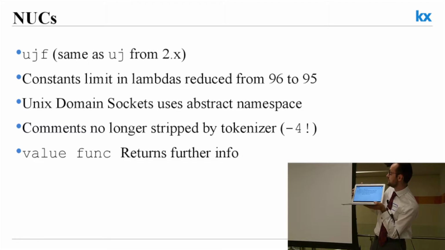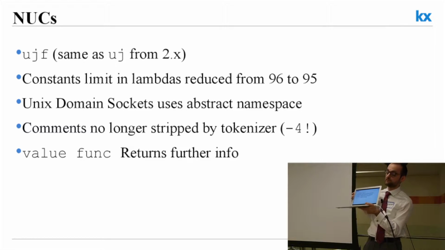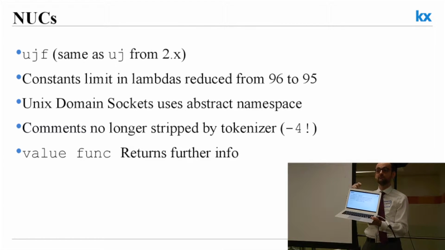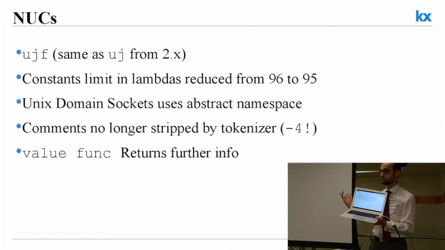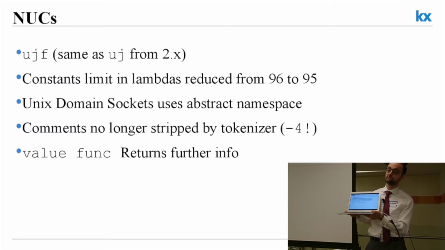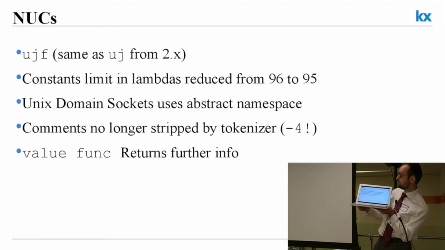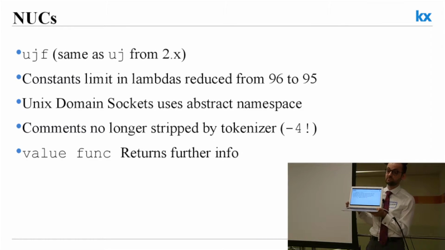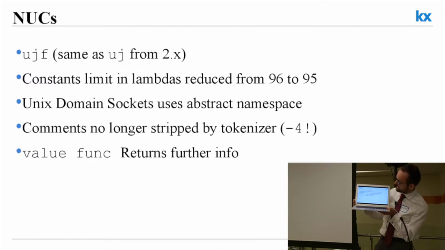The first one is we have a new keyword called UJF, which is basically the union join functionality from 2.x, which I believe gets it from the left-hand side. So that's just a new keyword, UJF. And then the constant limit in lambdas is now reduced from 96 to 95. Hopefully you won't get affected by that, but if you do, rewrite your code, more modular.